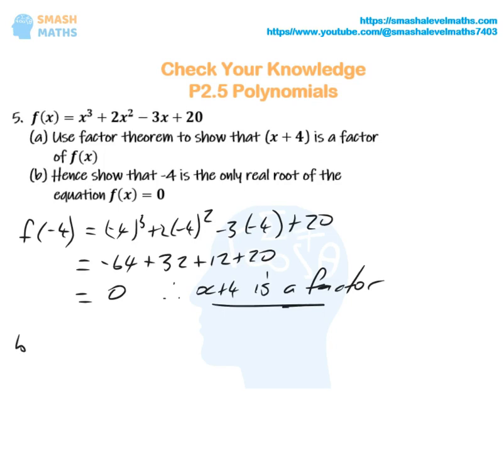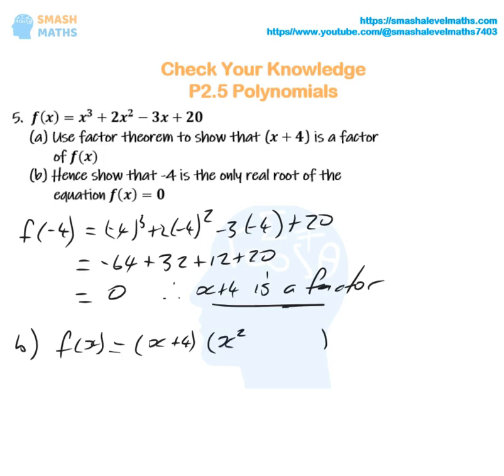So now we're on to part B, and we're going to show that minus 4 is the only real root. So what I'm going to do is take f of x and write it in its factorised form. So we know x plus 4 is a factor, and we're going to need a quadratic factor to go with that. Now you can do a long division. I'm going to do this one by inspection.